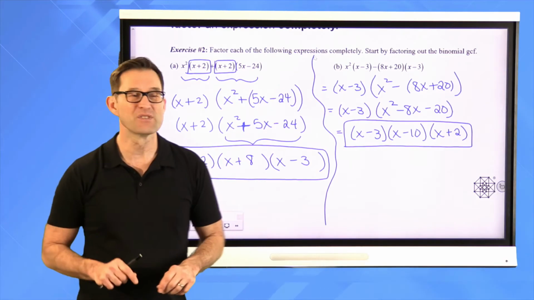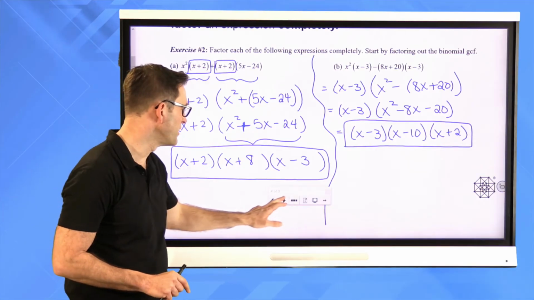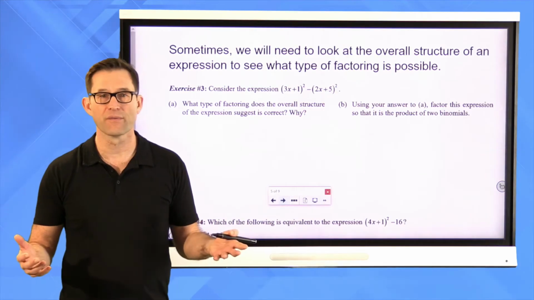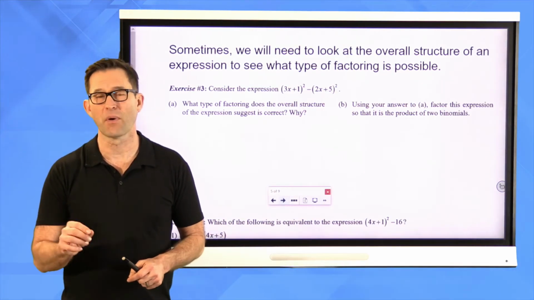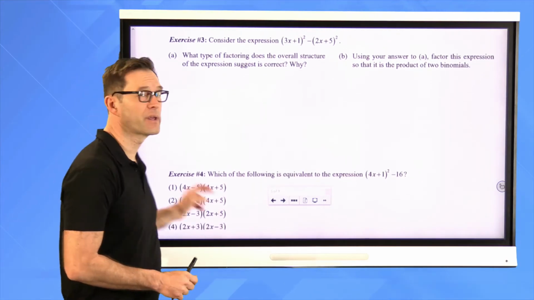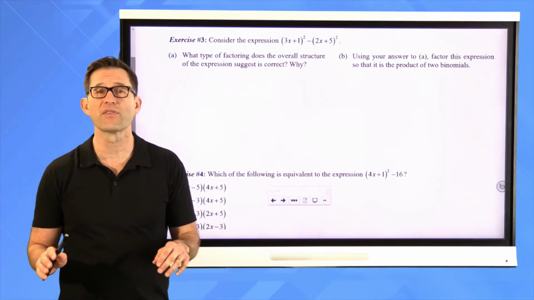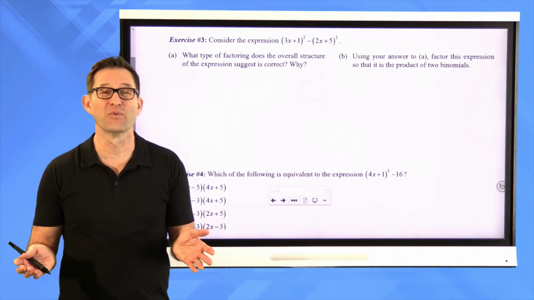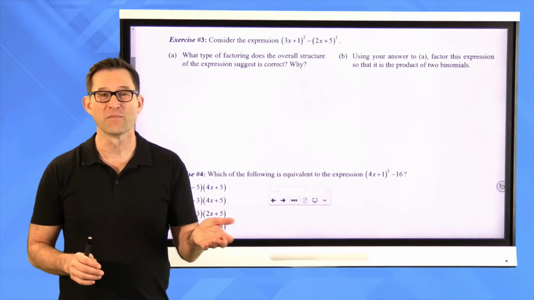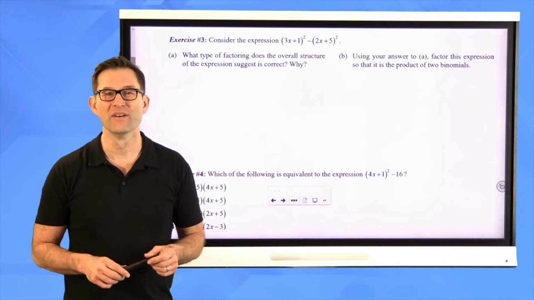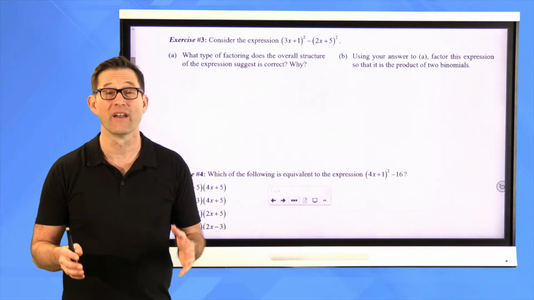All right, let's do some more structure work, get into something that's a little bit different than these. Sometimes we will need to look at the overall structure of an expression to see what type of factoring is possible. And these things can definitely get tricky. They love putting tricky ones on exams. For some reason, they think that the basic 3 are too easy for you, even though this is really the first year that you learned difference of perfect squares and trinomial factoring. They will often throw a hard one at you that you have to really recognize structure on an assessment.